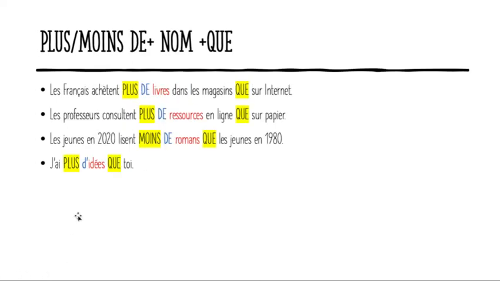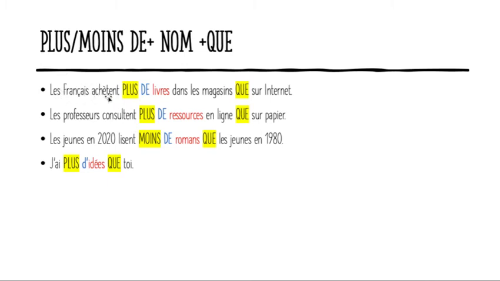Now it's a bit different when you're comparing nouns, right? So if I were to say I have more books than person X, what am I comparing? The fact that I have more books. What are books? Nouns. When you're comparing nouns, you have to add the preposition de before the noun. Les Français achètent plus de livres dans les magasins que sur Internet. So French people buy more books in shops than on the internet. What am I comparing? Livres, more books, right? So the way you do it is you start your sentence, right?